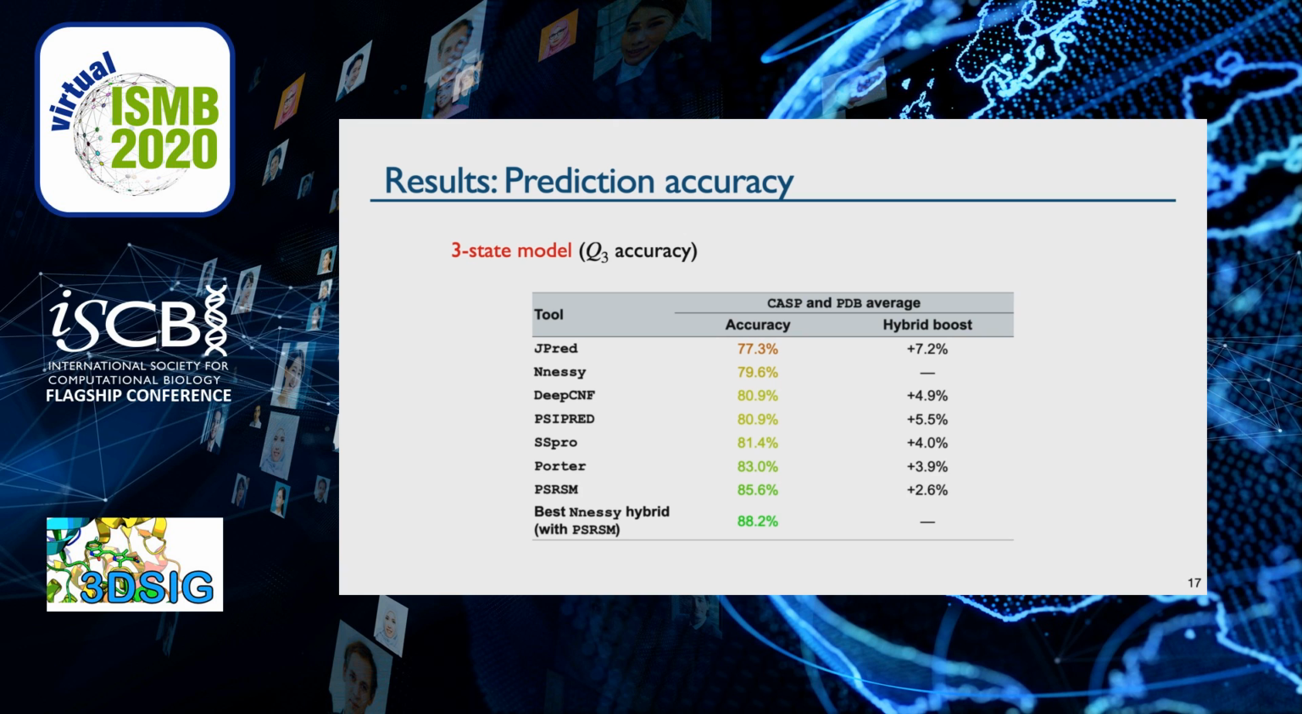PSRSM is the tool with highest average accuracy at 85.6%. Hybridizing PSRSM with NESI, which is the best hybrid, yields an increase in accuracy of 2.6% over the accuracy of PSRSM.